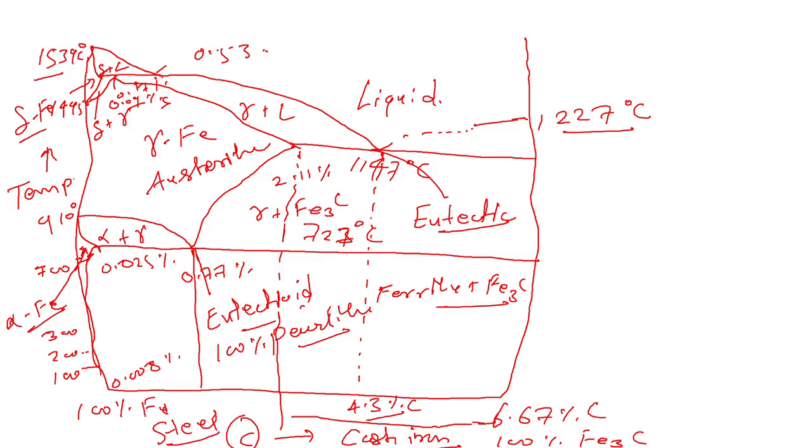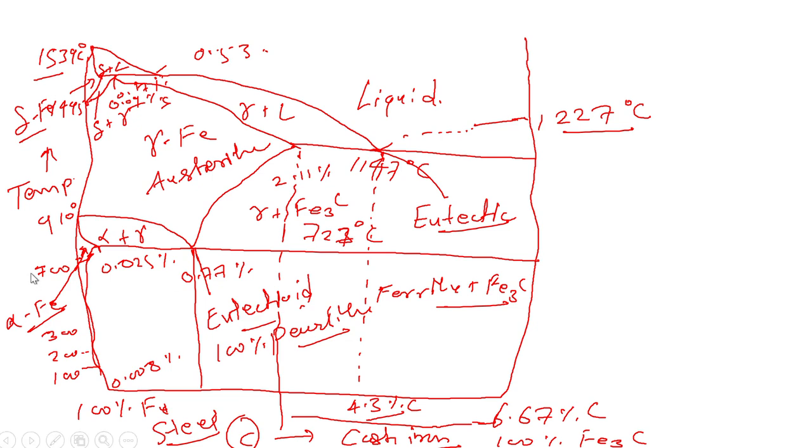Many phases are present here, like delta ferrite, austenite, alpha ferrite, and cementite. These phases are the equilibrium phases. Some other phases are also present in steel, like bainite and martensite, but those are non-equilibrium phases.